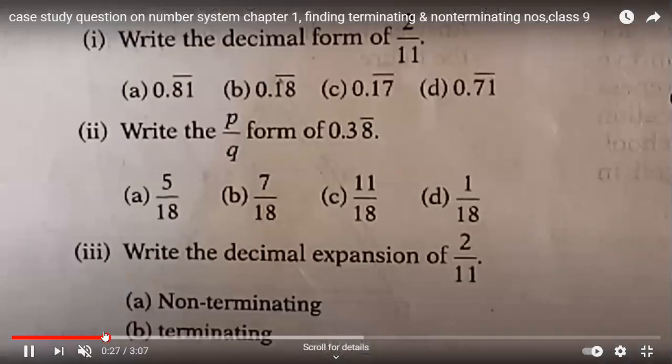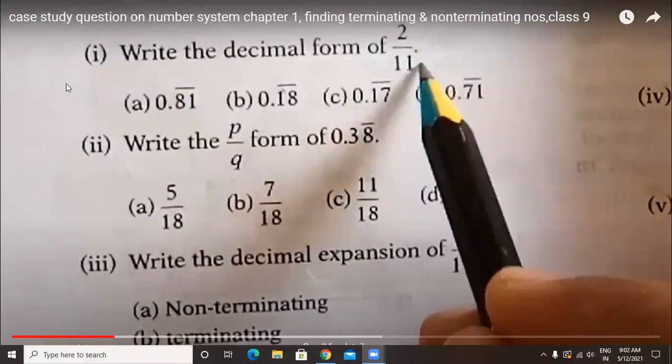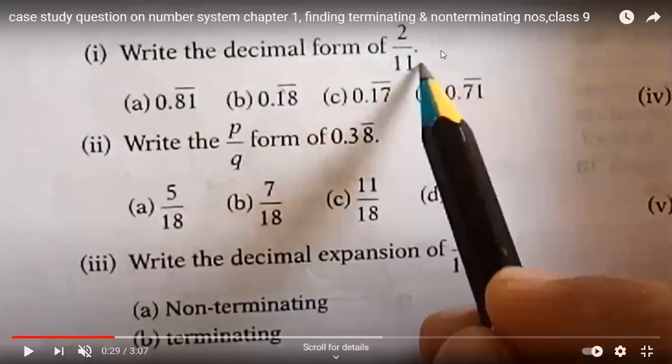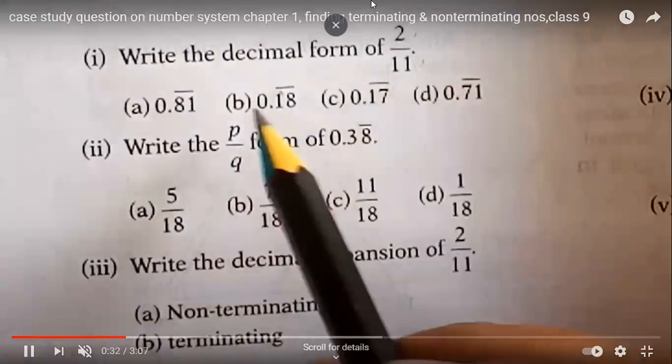Is it okay? Now see this, the first part is: write the decimal form of 2/11. You please divide it. Divide 2/11. Start dividing and tell me the possible answer. If you divide this, you will get 11 ones are 11, 9 will be left. Is this clear? Anyone who can tell me the answer of this part?